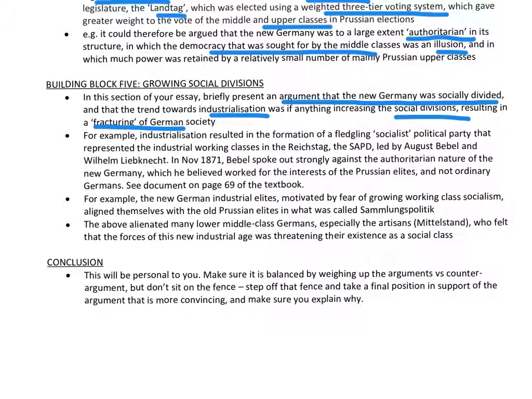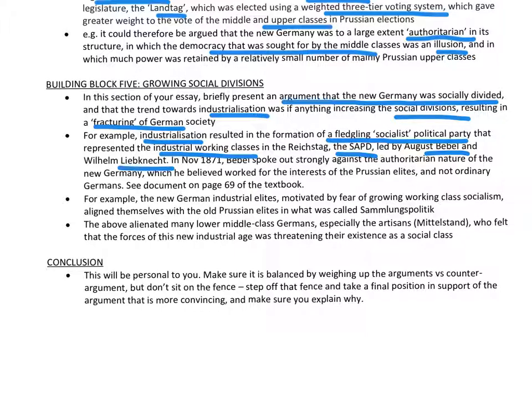Now, obviously, one of the big examples of this is industrialisation was creating the industrial working classes that were growing and growing and growing. And the industrial working classes formed their own political party that was called the SAPD. It was later renamed the SPD, but in 1871 it was the SAPD, led by Bebel and Liebknecht. And in November 1871, Bebel spoke out strongly against the new Germany. He says this new Germany, although it is good in some ways, really power lies with the rich. It does not lie with the working people.